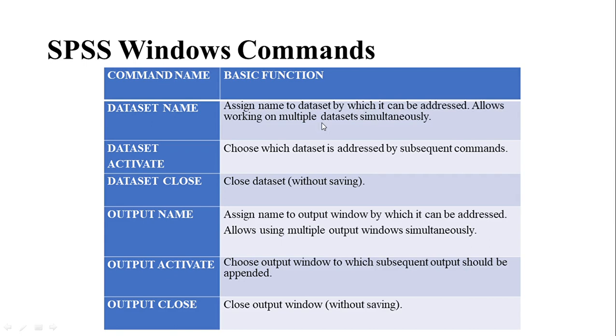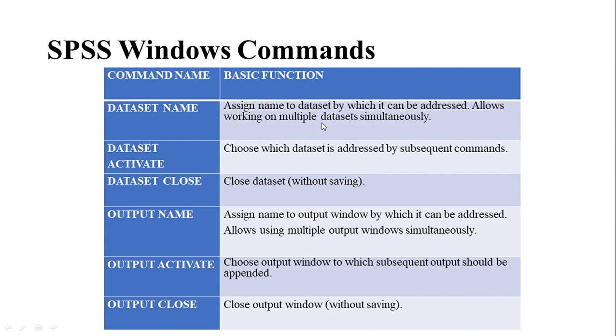We have output active as the next command. This is used to choose the output window to which subsequent output should be appended. So this one is used when you want to specify where you want to store your output. You use output active only when you are running multiple datasets. Then we have output close. This one is used to close an output window without saving.